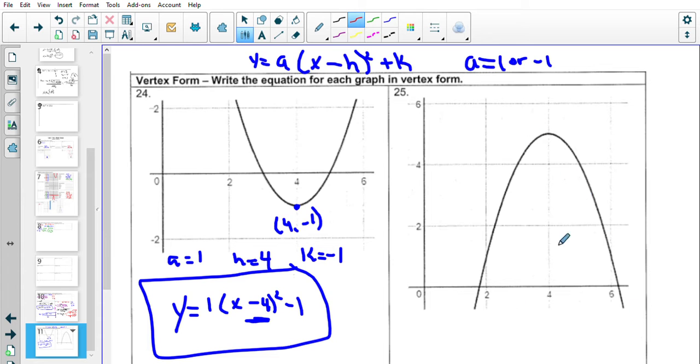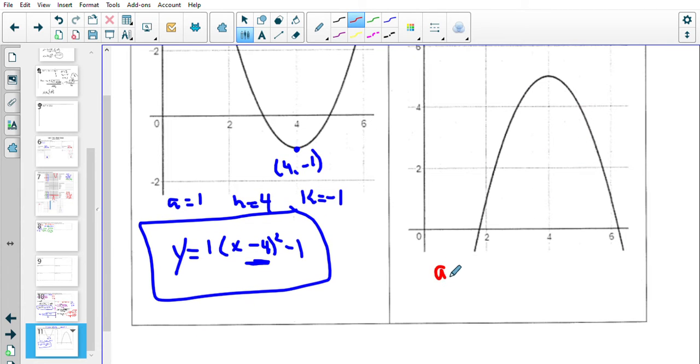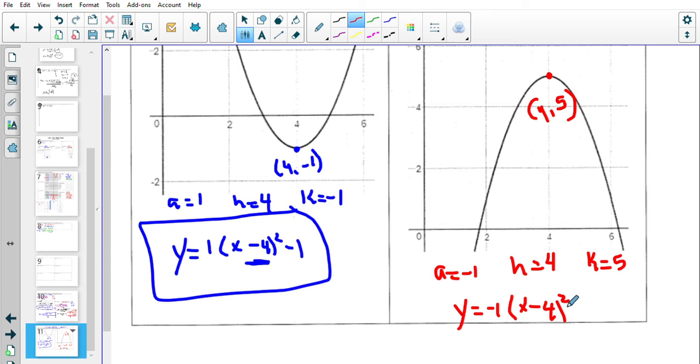Okay? Same thing in number 25. My graph is going down, so a is negative 1. My vertex is at the point 4, 5. Okay, this is at 4, 5. So that means that h is again 4, and now k is at 5. So that gives me an equation of y equals negative 1 times x minus 4 squared plus 5.